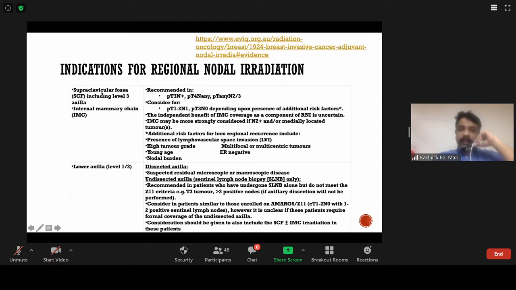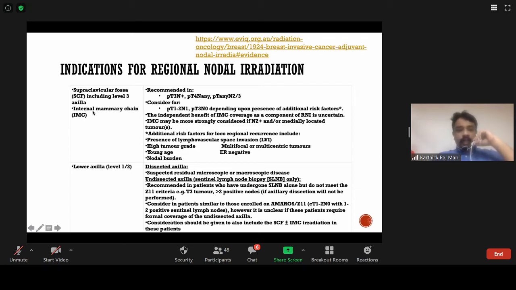When will you irradiate the supraclavicular region as level 3? The recommendation is for pathologically T3 and node positive, pT4 any staging, and pT any N2 and N3. It is considered for pathologically T1 and T2 N1 and pT3 N0, depending upon the presence of additional risk factors.